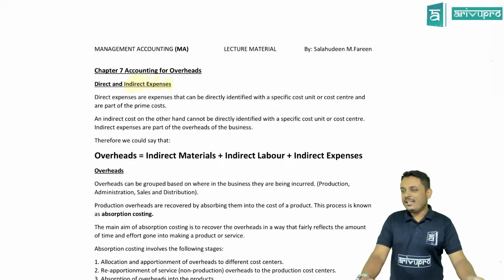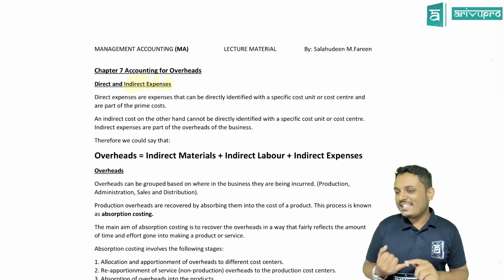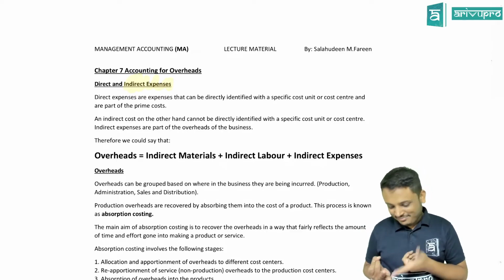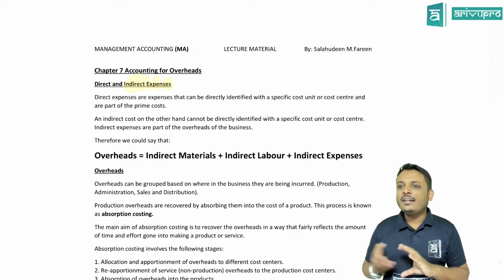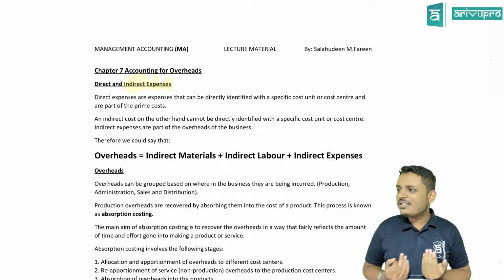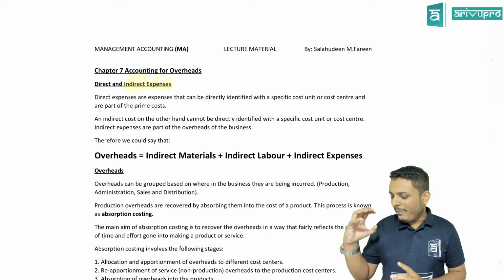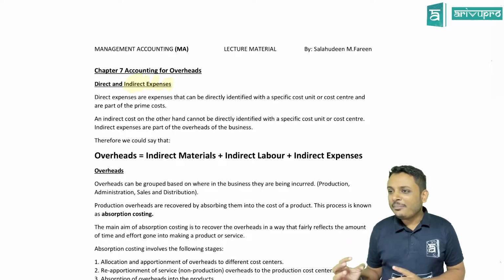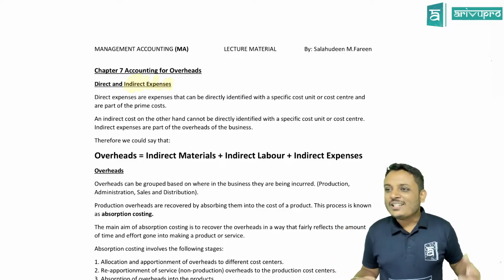Let's take electricity in this example. This electricity, the AC, is used by the ACCA classes, the ground floor, the study room, study center, and CA, CS, CMA, all these courses use the electricity. How to identify how much electricity the management accounting program uses? Is it easy? It is not easy.